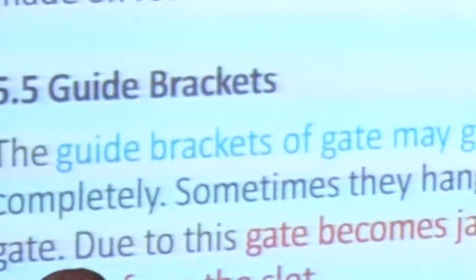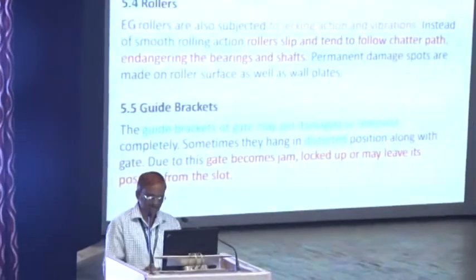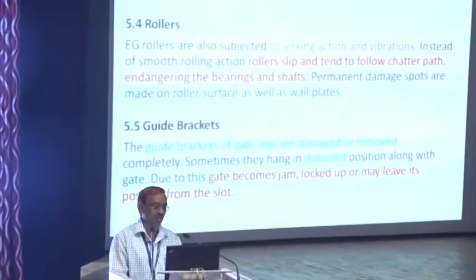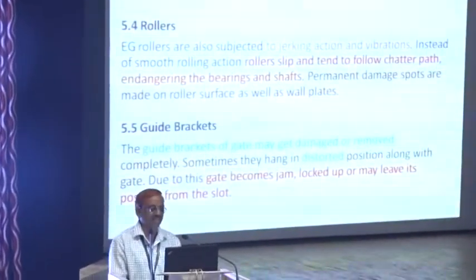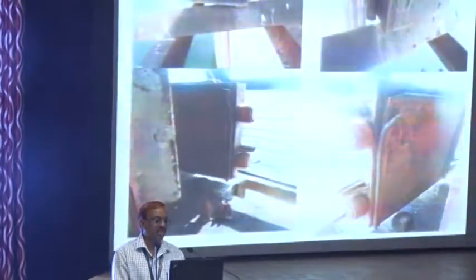So these are some of the photographs. You see, the seal is damaged. Likewise, the seal beam will have accelerated corrosion and cavitation. Rollers of the gate will get damaged. Chatter patterns will form. Guide brackets will get removed. These are some photos where guide brackets are removed. The seal is also broken.